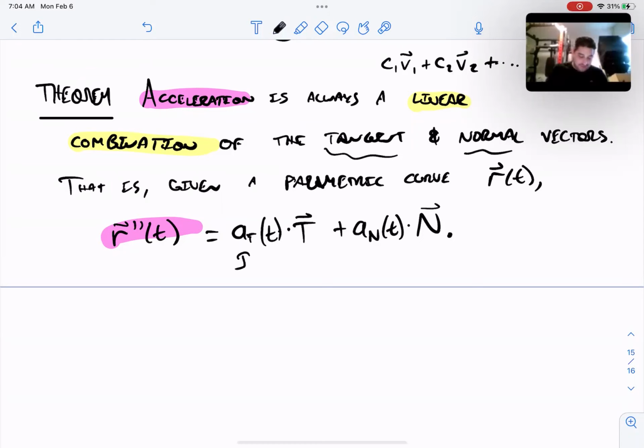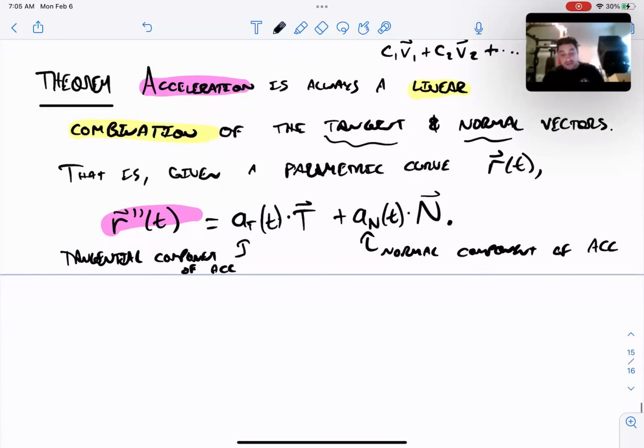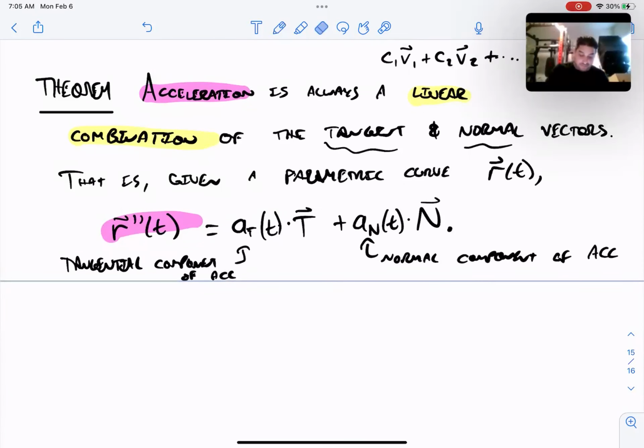So this is called once again the tangential component of acceleration, and this is called the normal component. It's saying that at any moment, you can always break down acceleration into a combination of tangential acceleration and normal acceleration.